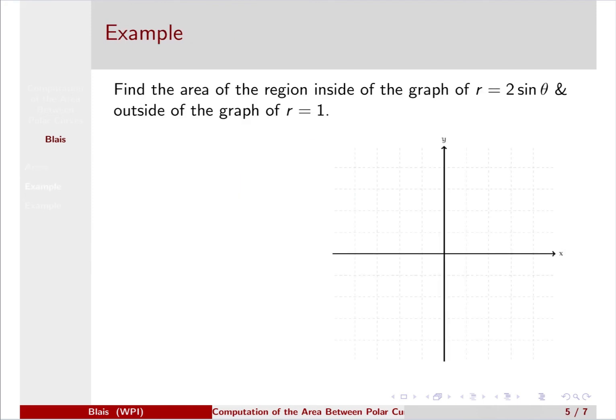So for example, suppose we want to find the area of the region inside of the graph r equals 2 sine of theta, and outside of the graph r equals 1. r equals 1, we know, is the circle of radius 1 centered at the origin. r equals 2 sine of theta. Well, we can think about what that looks like. r equals 2 sine of theta looks like it would be easier to handle if we multiply both sides by r.